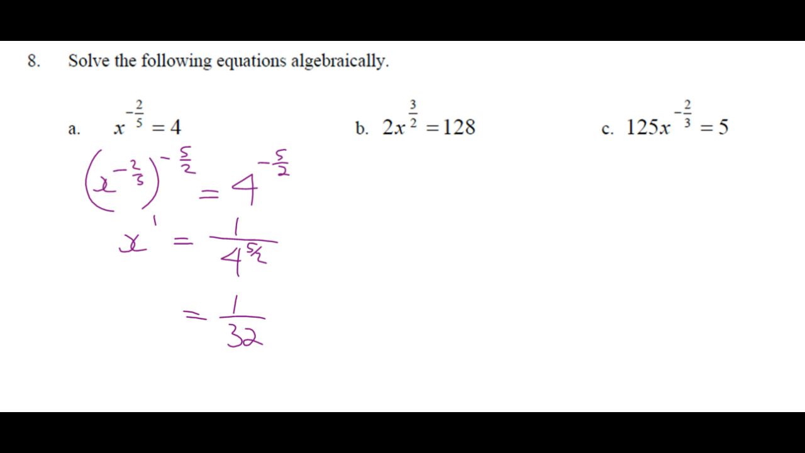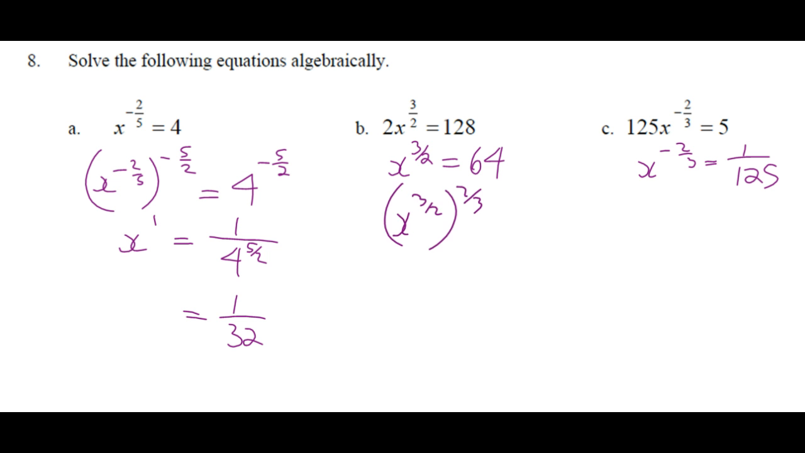Okay? 2x to the 3/2. What do we do first? Divide by 2. Okay, yeah, good enough. What do we do here? Divide by 125. So you must isolate the x before you then go and play with this. 1 over 25. Etc. Right? Boom, done. Next.